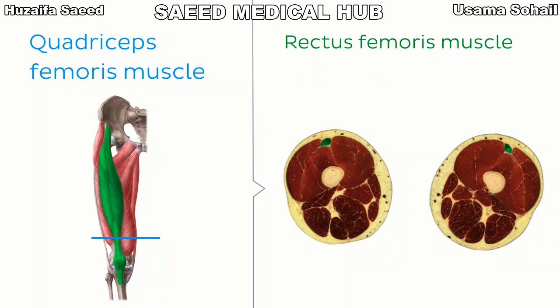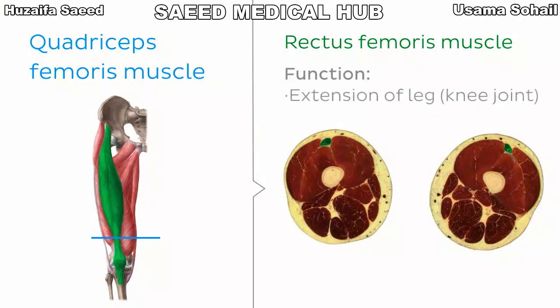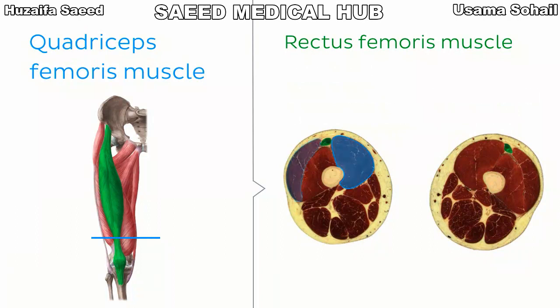At this level, it is only a thin band as it tapers off into the quadriceps tendon. In addition to extension of the leg at the knee joint, the rectus femoris muscle is also involved in the flexion of the thigh at the hip joint. You can see that the rectus femoris is surrounded by 3 muscles, and these also belong to the quadriceps group.